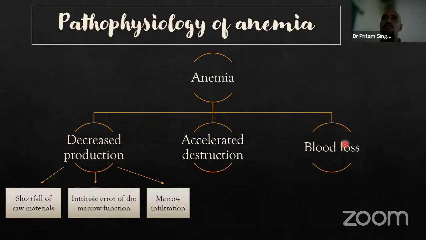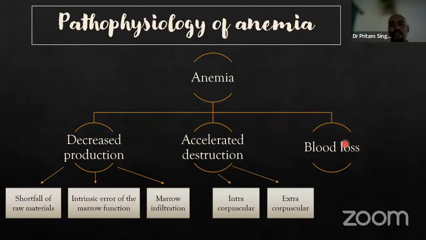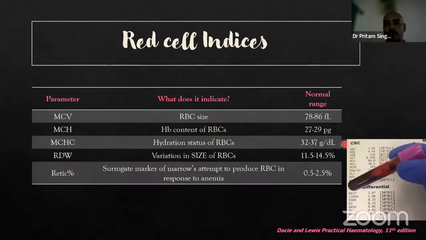In that condition also, the marrow, despite being normal, will not function normally because of malignant infiltration. Accelerated destruction could either be because of a problem inside the RBC, or it could be because of something extracorpuscular, something like an immune process. So again, a very basic understanding of red cell indices is important when we evaluate children with anemia.